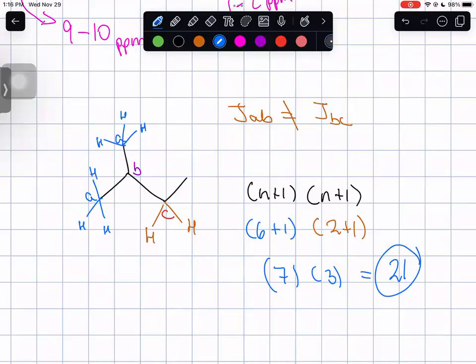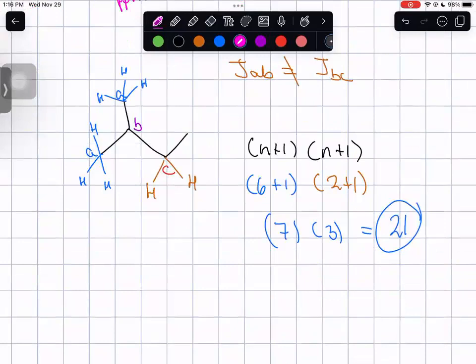Single bonds, they constantly rotate. So at the end, they're both the same signal. No. You count every hydrogen that's part of the signal, for everything there.